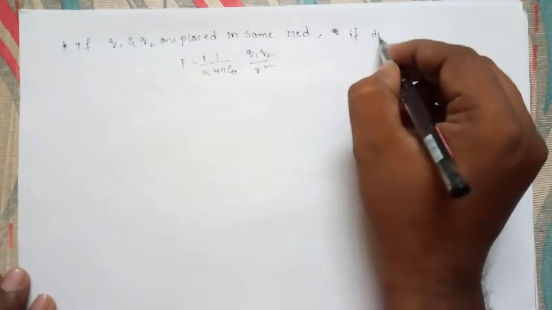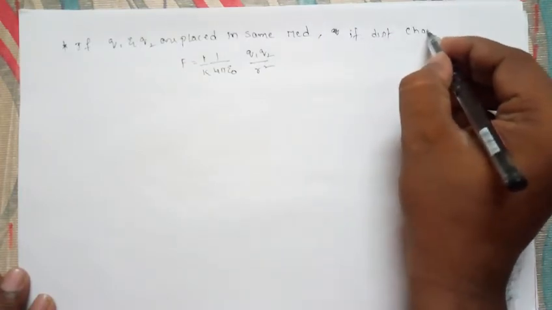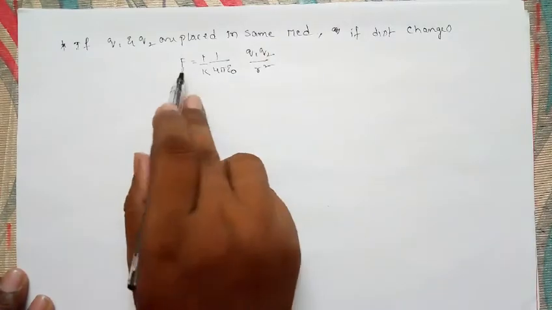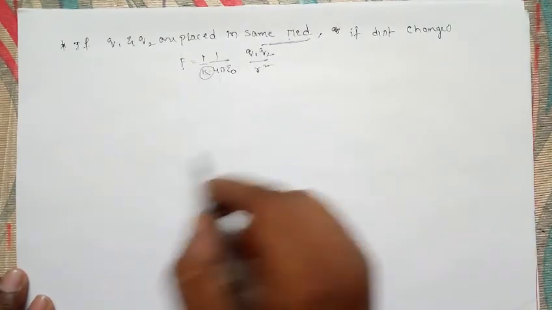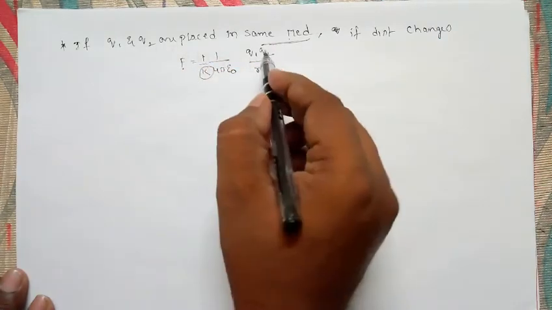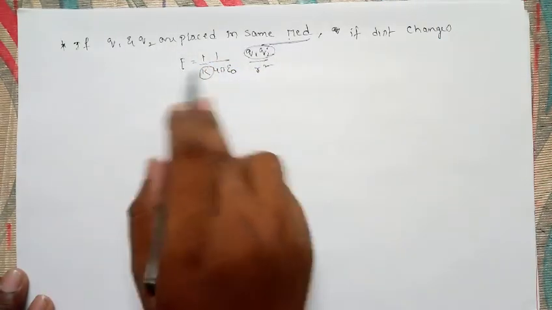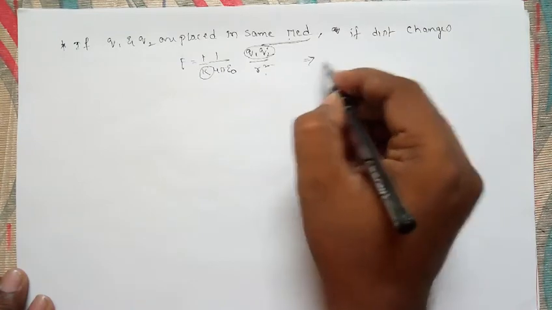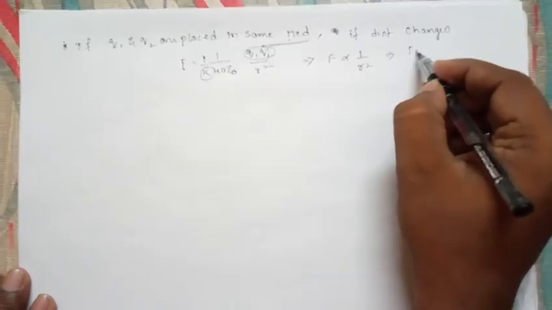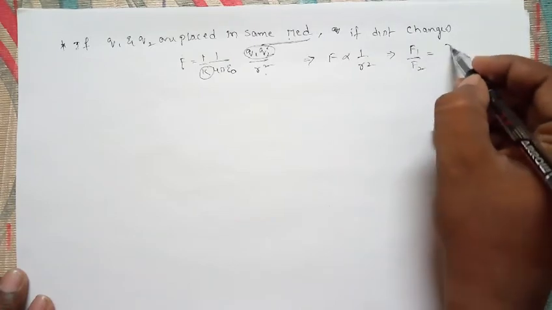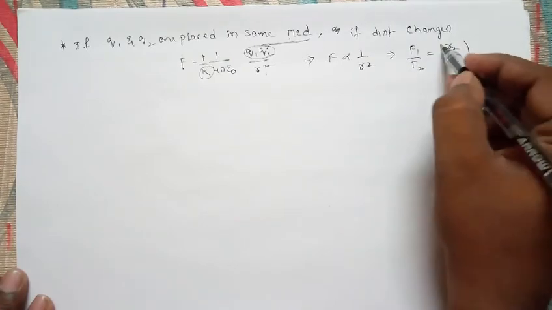If the distance changes, the medium is the same, so K is constant, and the charges are the same, so this is constant. Then force is inversely proportional to r square. In that sense we can write F1 by F2 equal to R2 by R1 whole square.